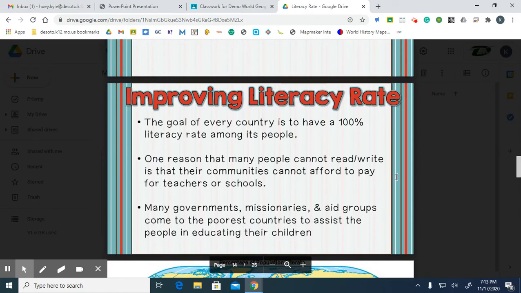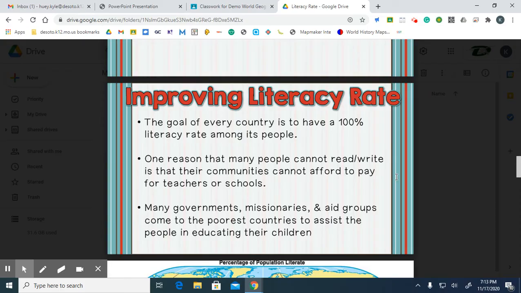So the goal of every country is to have a 100% literacy rate among people. The United States, as we mentioned earlier, is really close. We have 99%. One reason that many people cannot read or write is that their communities cannot afford to pay for teachers or school. So educating individuals is a major job for teachers and educators around the world. Many government missionaries and aid groups come to the poorest countries to assist in educating their children.